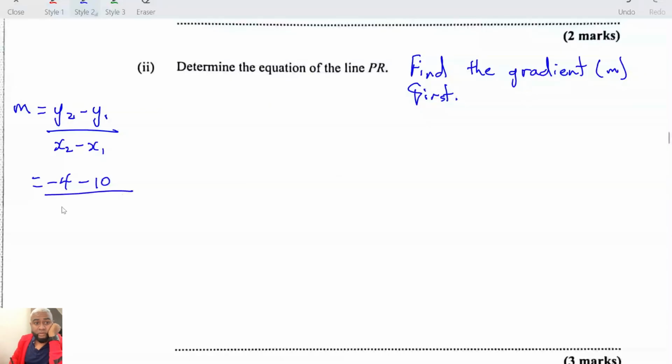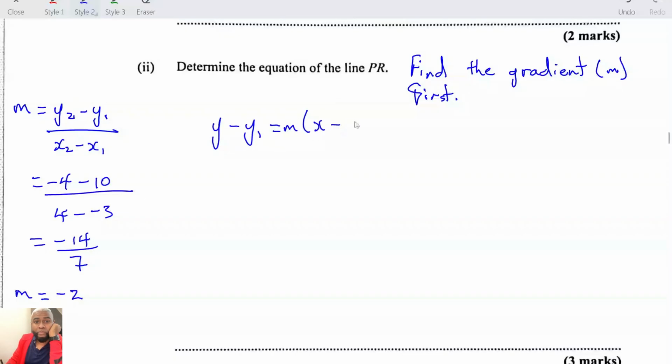-4 minus 10 over 4 minus -3. All right, let's work. So this will be what? -14 over +7. M would be equal to -2. Excellent. So we need to apply the formula to find the form. What is the formula to find the form? Y minus y1 is equal to m open brackets x minus x1.